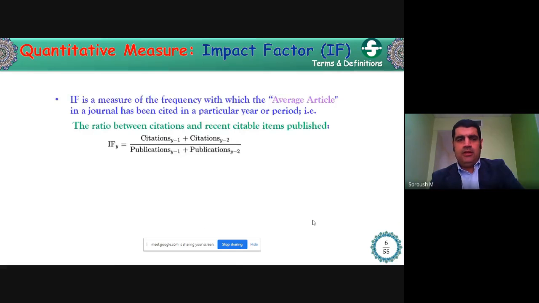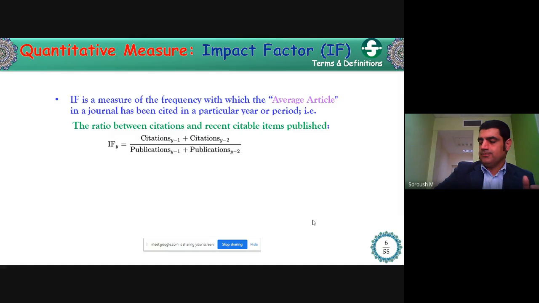For example, we have a quantitative measure which is named impact factor, in order to quantify the scientific level of a journal in terms of the number of citations and number of documents or publications in a given journal. We can see that the impact factor for a given year, let's say Y, can be calculated based on citations of the year Y-1 and year Y-2, and also the publications.